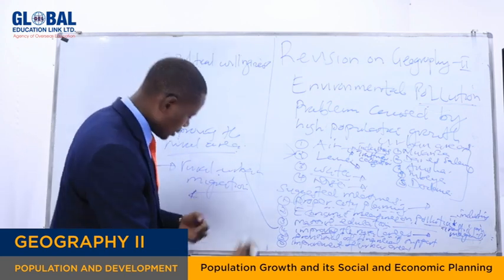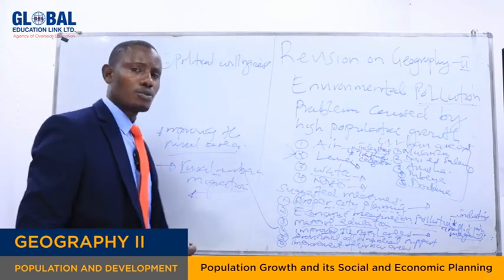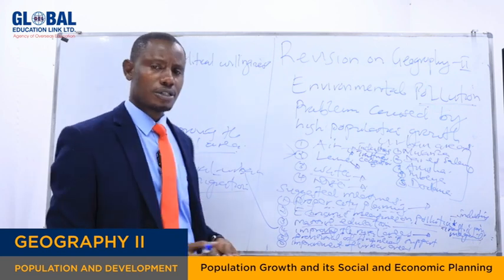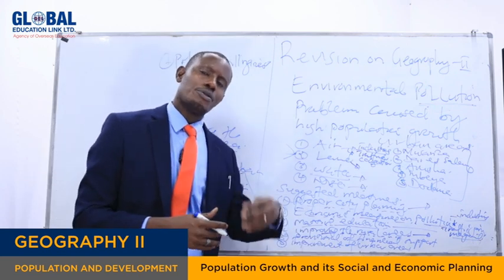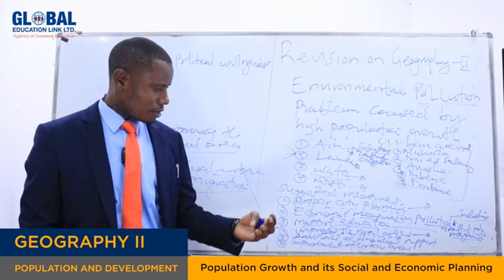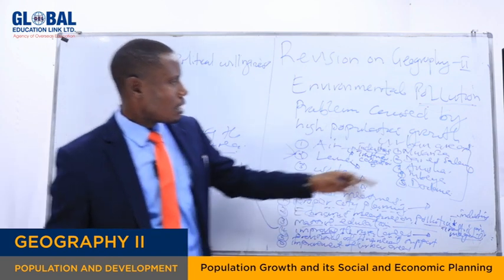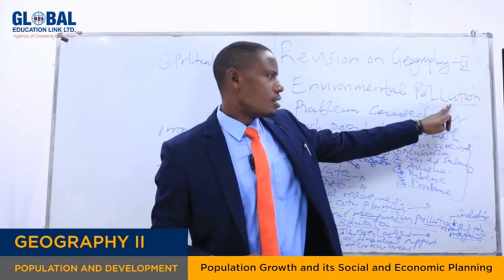And that one is related with the so-called what? Rural-urban migration. So if you control the rural-urban migration, it means people will stay in the rural areas, they will be engaging in various activities, and they won't be coming to town. Then we'll be controlling the so-called what? Pollution in the urban area.